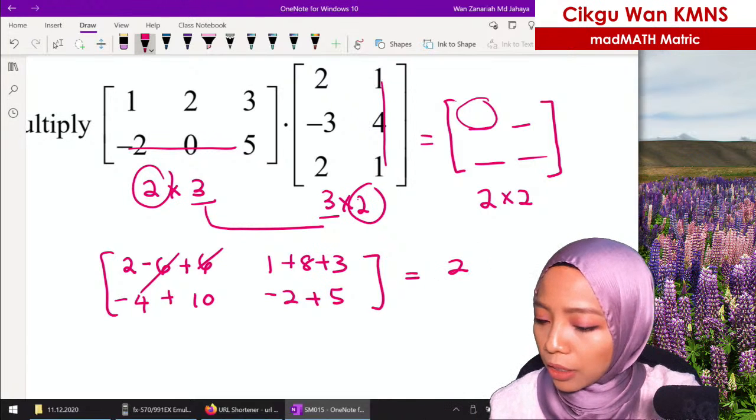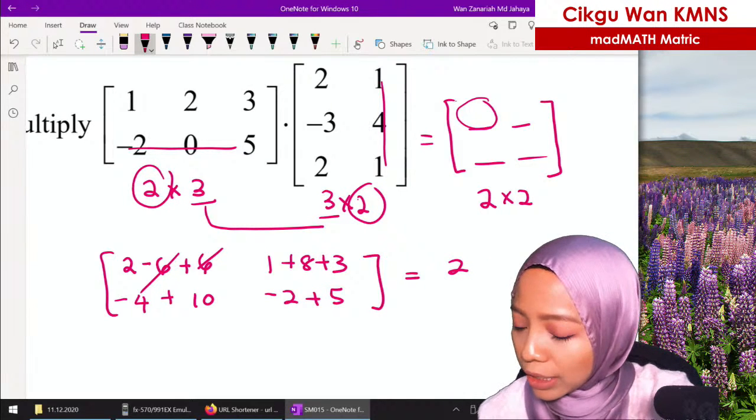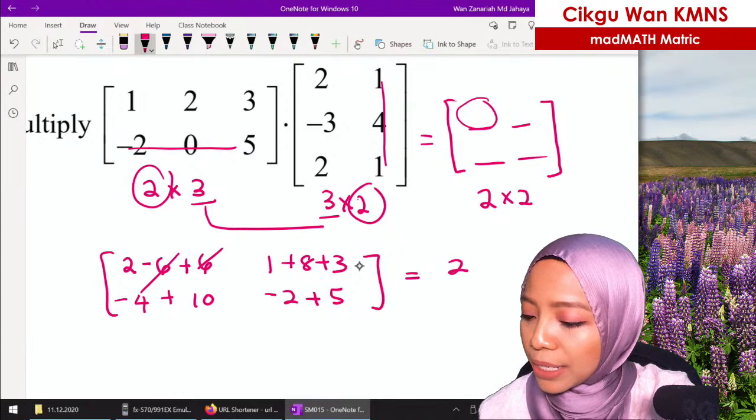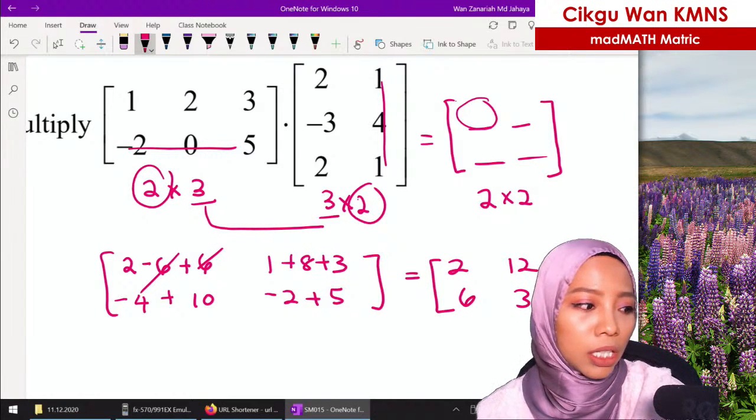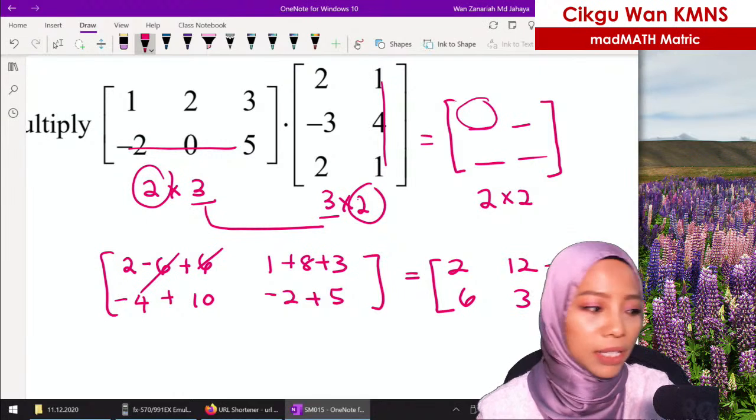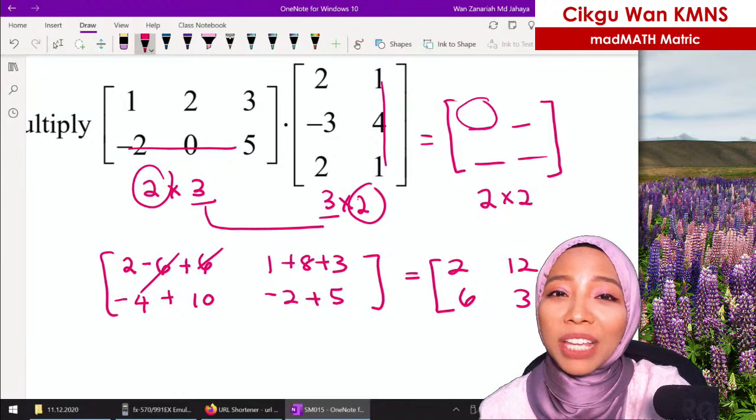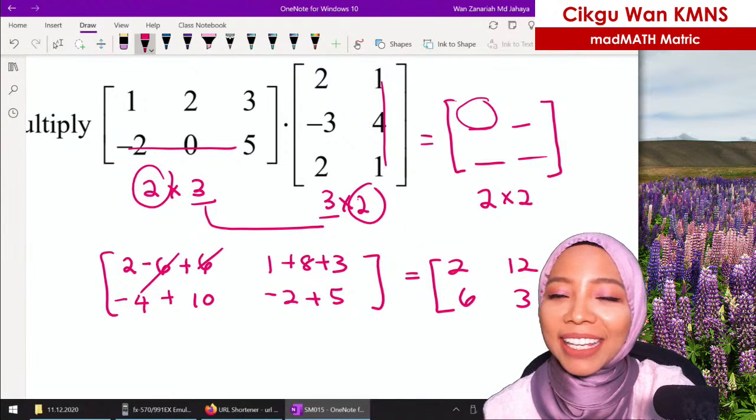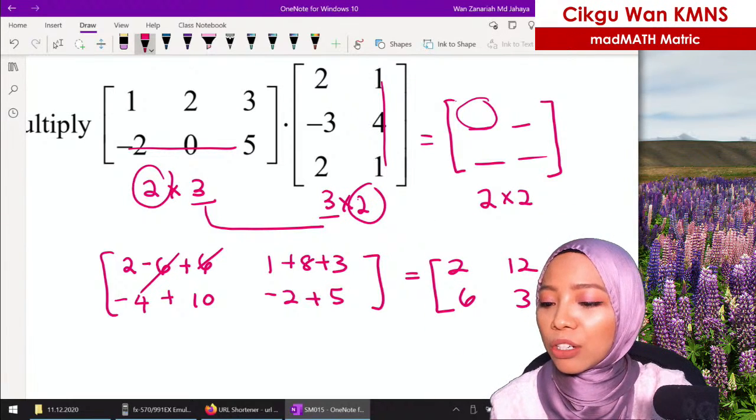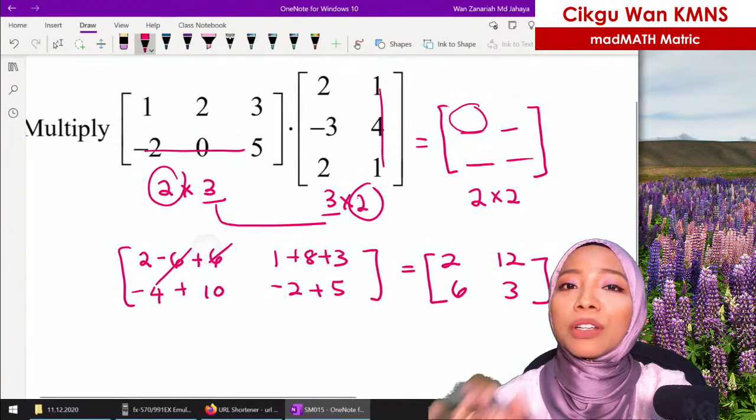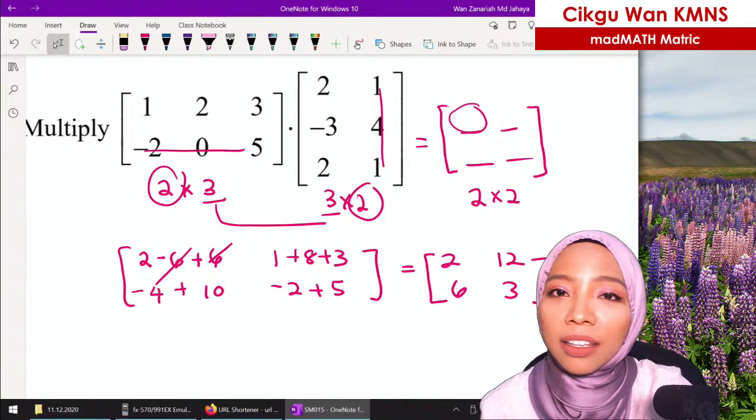Okay, sorry. We continue to 9 plus 3, 12, and then 6, and 3. Okay, let's check whether we do it correctly. 2, 12, 6, 3. Do you manage to get the same answer as me? Yes? Okay, give me 5. So semua orang boleh multiplication of matrices. My class tolong screenshot and upload at the Telegram group.